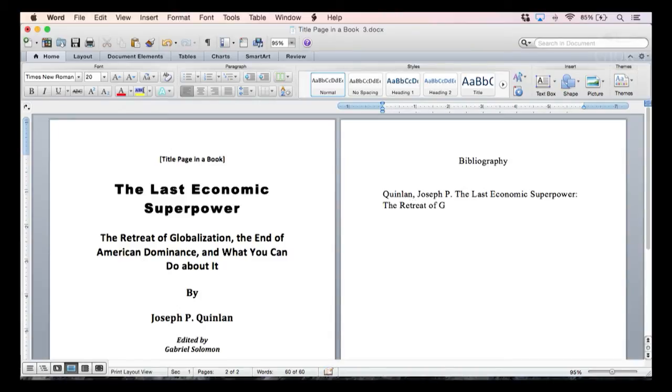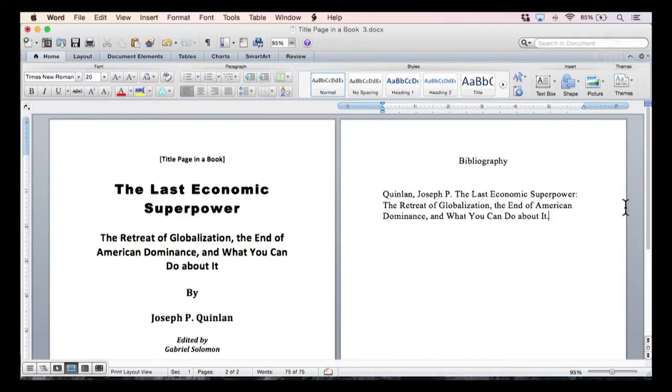The Retreat of Globalism. Now this will happen to you too, something I'm just about to show you. Globalization: The End of American Dominance, and What You Can Do About It. This is a book that is directly quoted in my paper, or paraphrased, or I took his idea, and I'm going to put a period.